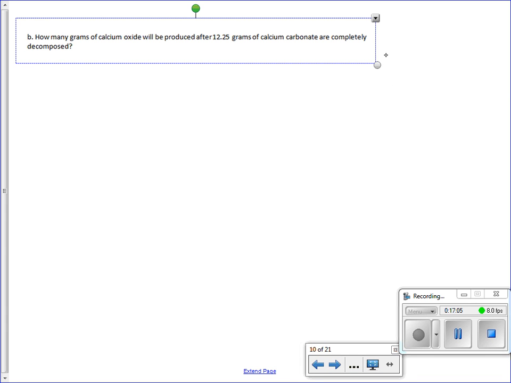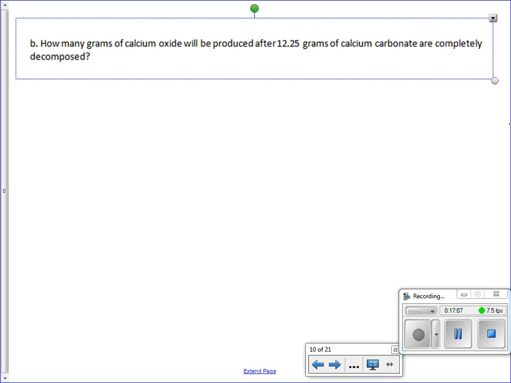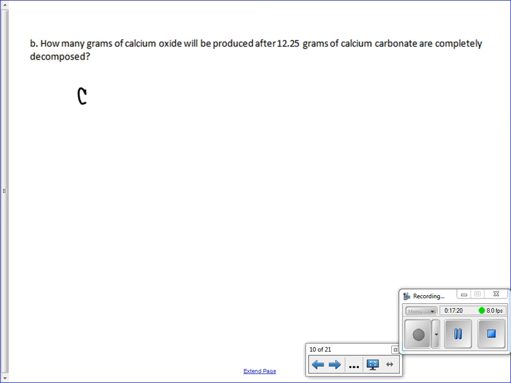Next, it gives us the information how many grams of calcium oxide will be produced after 12.25 grams of calcium carbonate are completely decomposed. So you still want to use your balanced reaction. Calcium carbonate decomposes into calcium oxide and carbon dioxide gas.